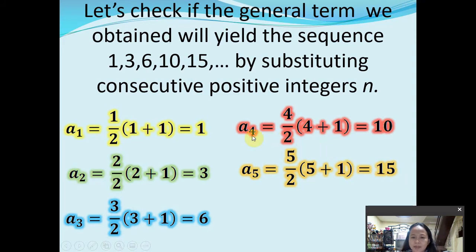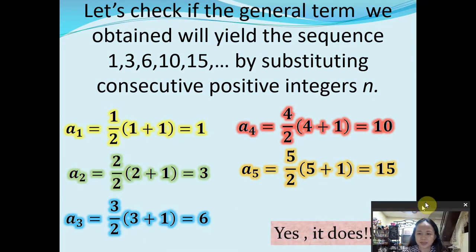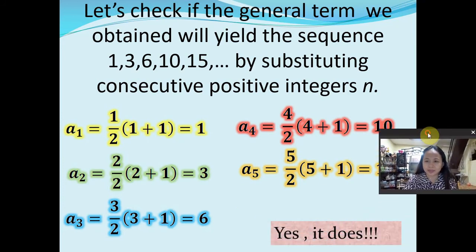So, applying the general rule we just derived a while ago, we come up with the correct terms of our sequence, which is 1, 3, 6, 10, and 15. So, our general term is correct. Yes, it really coincides with the terms in our sequence.